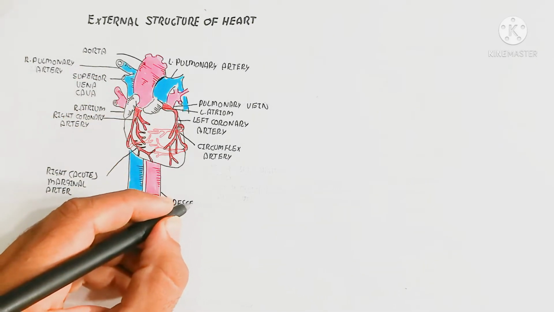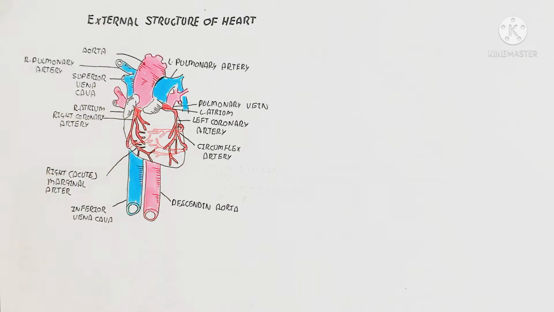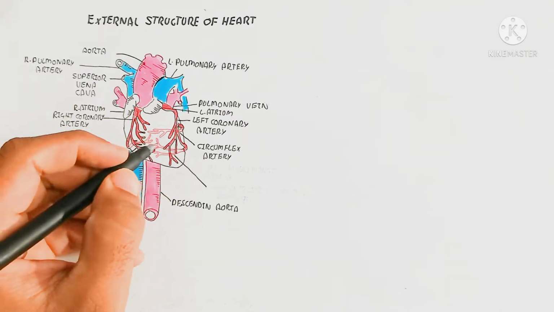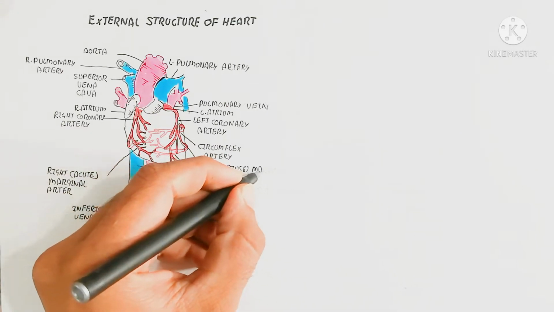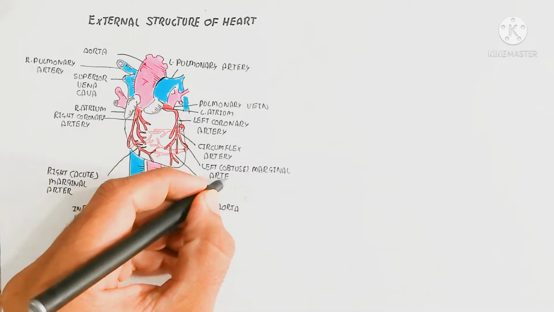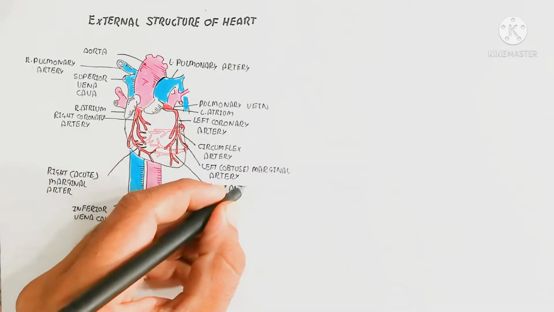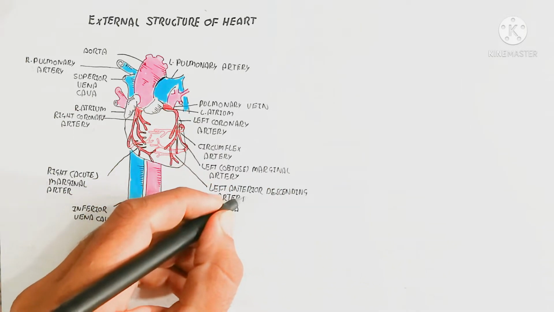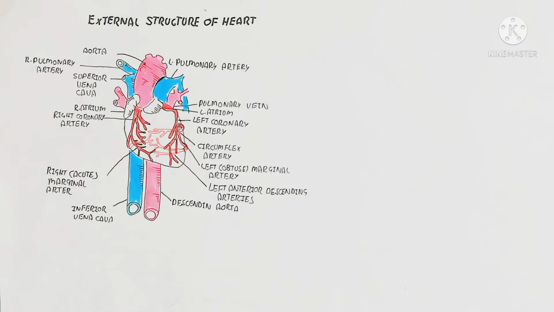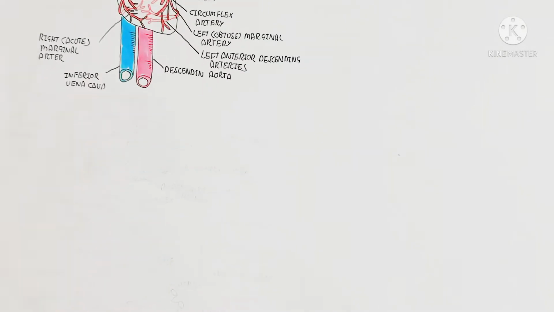Here is the right acute marginal artery. This is the right acute coronary marginal artery, and this is the left obtuse marginal coronary artery, and this is the left anterior descending artery, which you can see in this diagram to understand. So this is the exterior side of the heart.